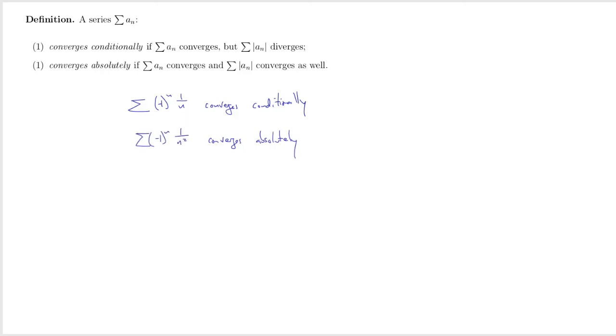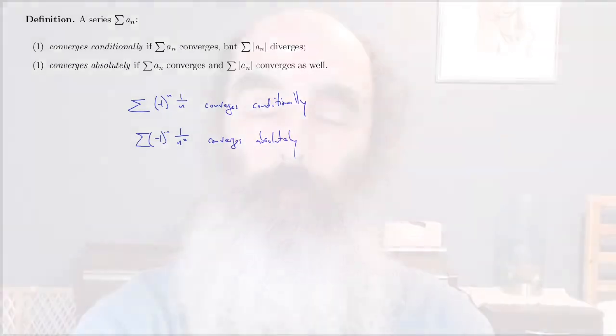On the other hand, the alternating series, the sum of negative 1 to the n times 1 over n squared, converges absolutely. It converges by the alternating series test, but if you looked at the sum of the absolute value of terms, that would be the p-series with p equals 2, the sum of 1 over n squared, which also converges. So that series converges absolutely.